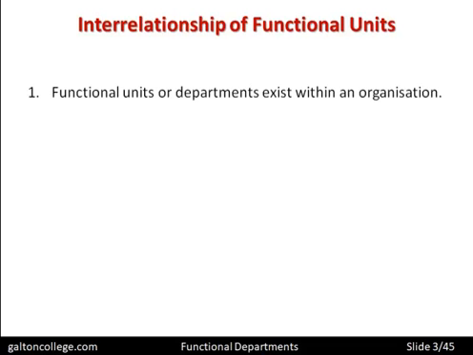So we're going to talk about the interrelationship of functional units. Well, functional units or departments exist within an organization. Generally speaking, organizations have many functional departments. As I just mentioned, accountancy, but it could be marketing, personnel, HR in other words, production, different departments. And each one is a functional area. Each one looks after its own activities, but are linked to the other functional areas. They must communicate and understand what's happening, and they're all, generally speaking, linked back through the chief executive or the chairman or the managing director, whoever is in charge of that particular organization.